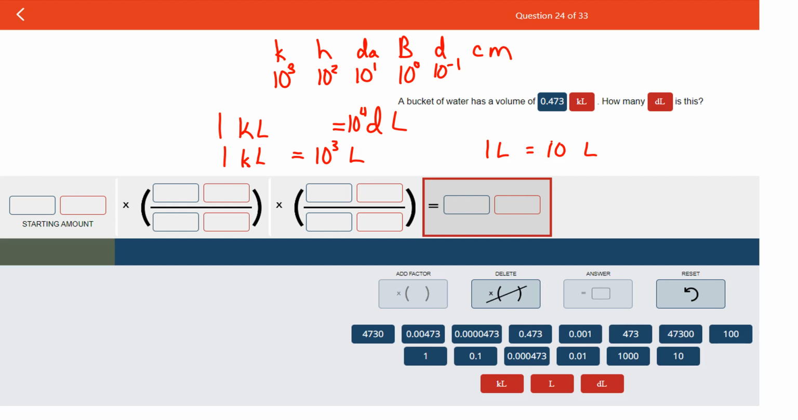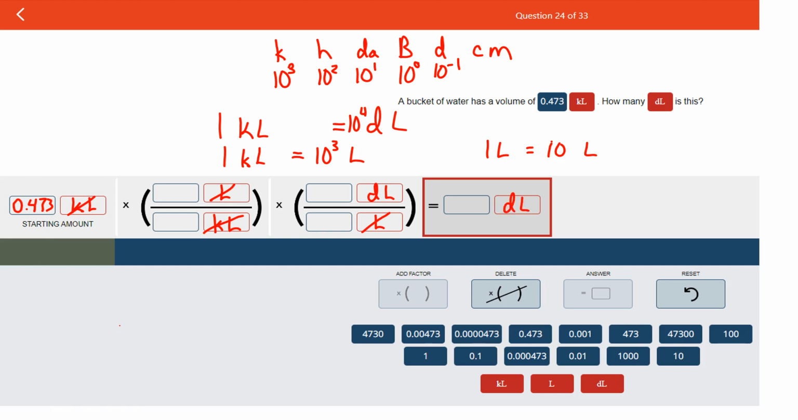So setting this up, I have to actually do this problem in 2 steps the way that my choices gave me. All right, so starting here, I'm going to start with my given, 0.473 kiloliters. I'm trying to get rid of kiloliters. Going to liters, trying to get rid of liters, and I'm going to deciliters. So that gets me to where I want to go.